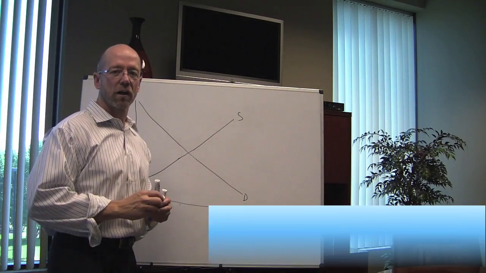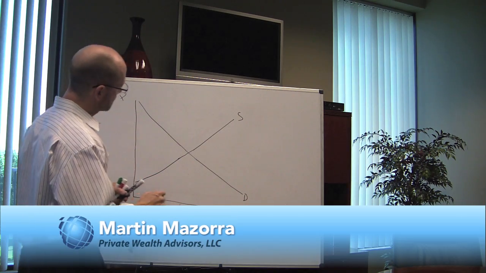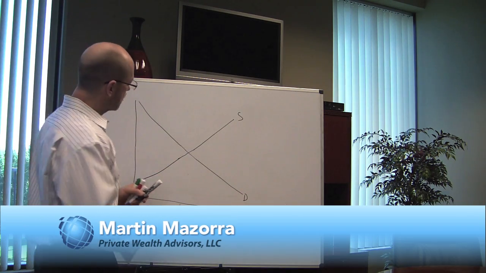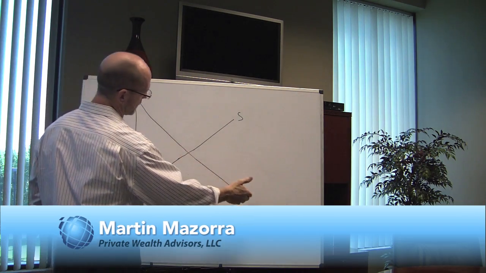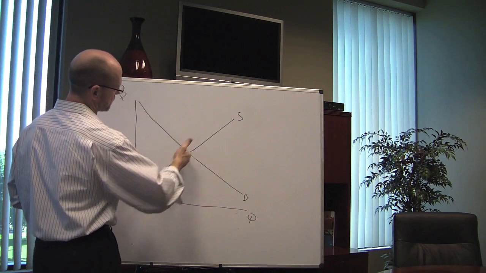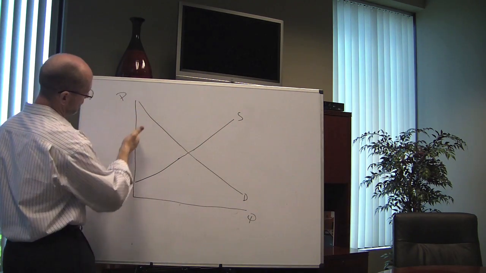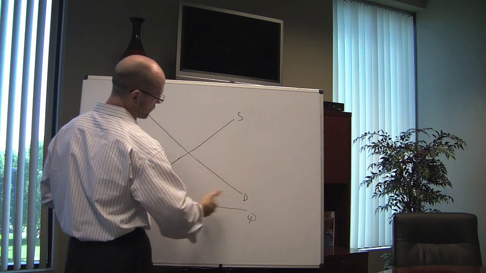Today we're going to talk again about international trade, specifically tariffs. We're going to start with your basic supply-demand curve. This is demand increasing, sloping this way. This is supply meeting demand. This is the price, and this is your quantity.